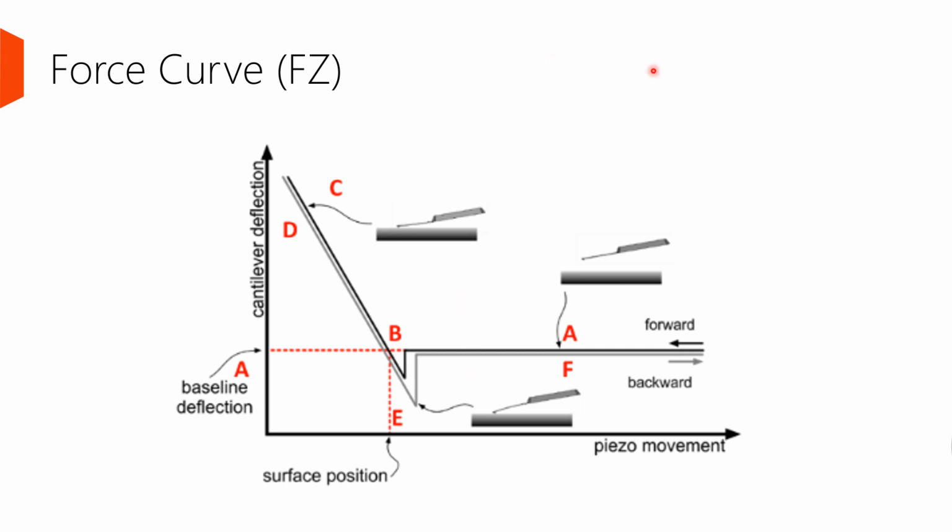So we can see two curves in one figure. One is the forward modulation. It's when the cantilever is approaching the sample. One is the backward modulation. This is when the cantilever is retracting from the surface.